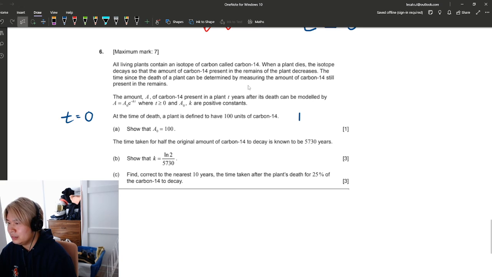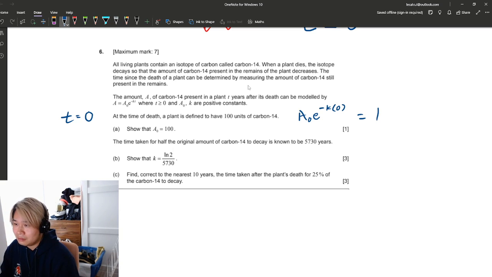So we know that A0 times e to the power of -k times t, which is 0, should be equal to the amount of carbon in it. So at the time of death, we know there's 100. This is to the power of 0, so this is 1. So A0 is 100. Okay.